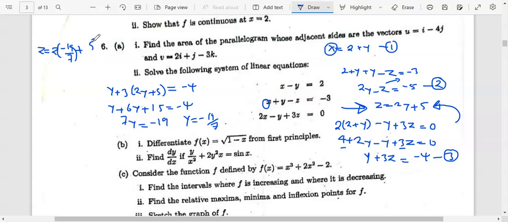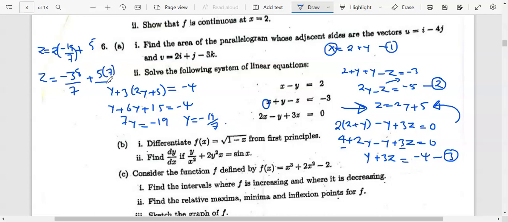That is plus 5. It is 2y plus 5. And this will give us z being equal to 2 times 19. What is 2 times 19? Negative 38 over 7 plus 5.